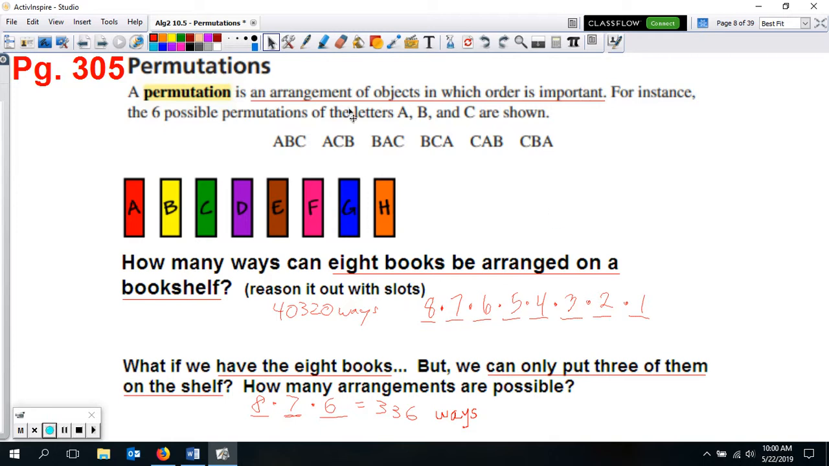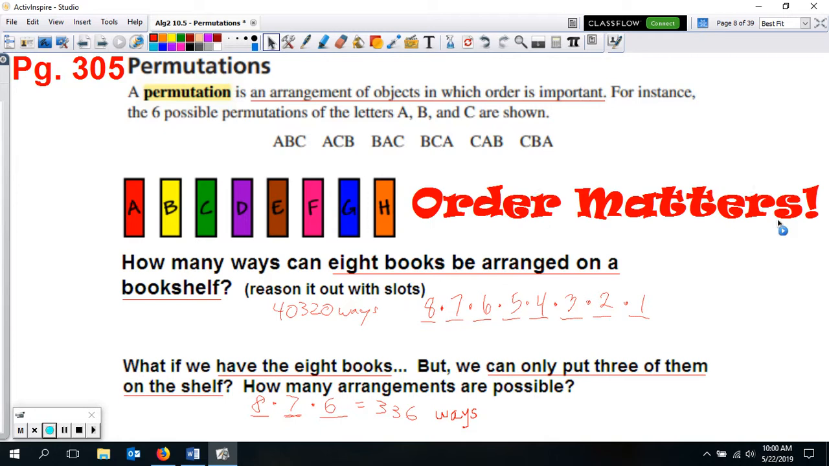So for permutations, the main thing here is you need to realize that order matters. The order that these are in definitely does matter. You can't just throw them. It's going to be an arrangement. You're arranging them in order. So like on a bookshelf, they're going to be in order. It's not just a bunch of books lying on the floor. There's an arrangement to this. So make sure you write down order matters for permutation.